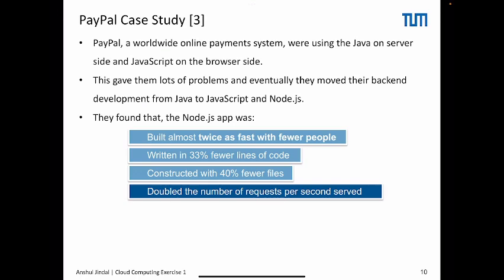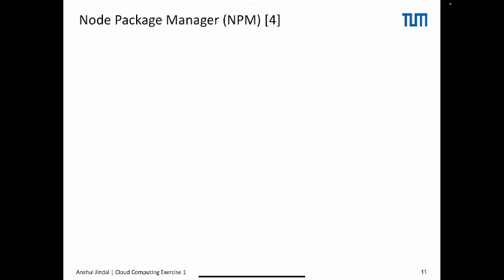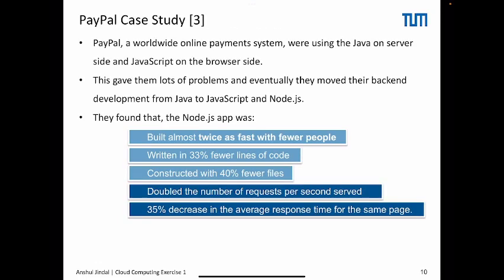So with Node.js, they could handle double the number of requests per second. And lastly, a 35% decrease in the average response time for the same page with Node.js. This is just one example. There are many other examples where people use Node.js, and now there are even better languages than Node.js, like TypeScript or Go, which people prefer.